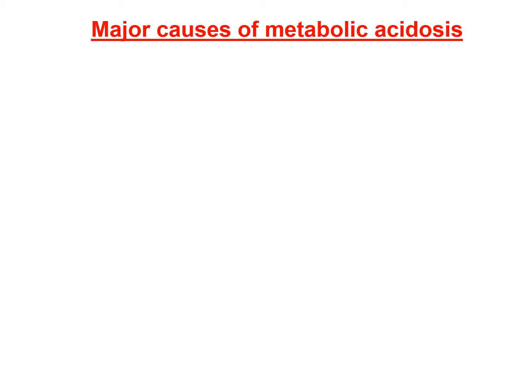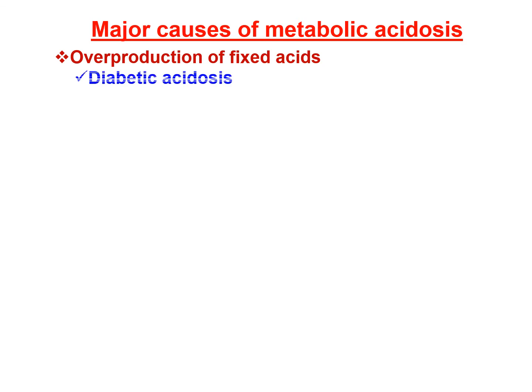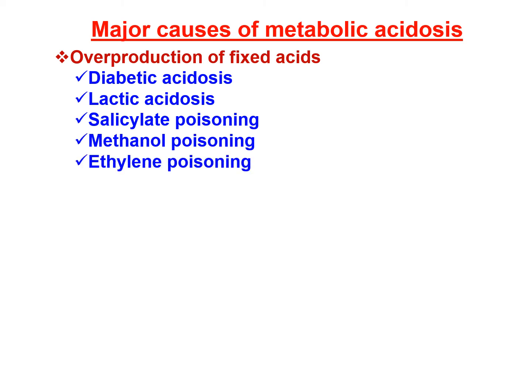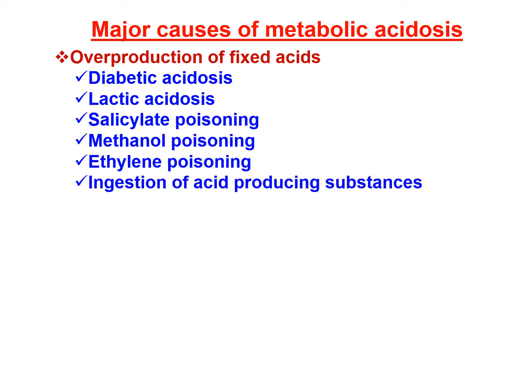Now, what are the conditions that lead to metabolic acidosis? For example, the first one is overproduction of acids. When does overproduction of fixed acids take place? In diabetic acidosis, lactic acidosis, salicylate poisoning, methanol poisoning, ethylene poisoning, and ingestion of acid-producing substances.